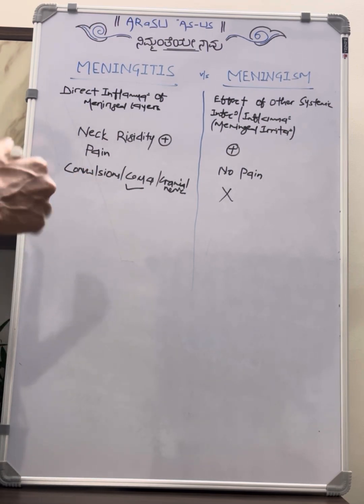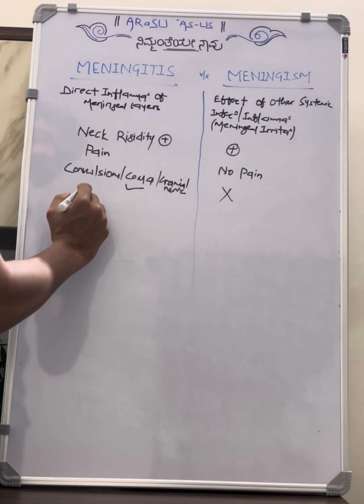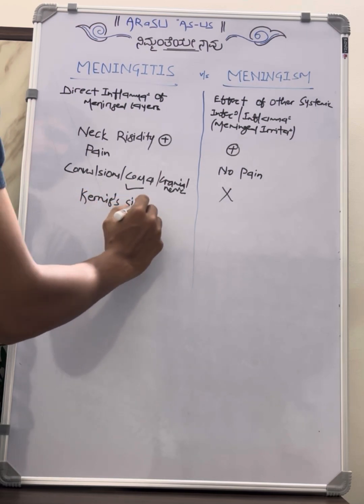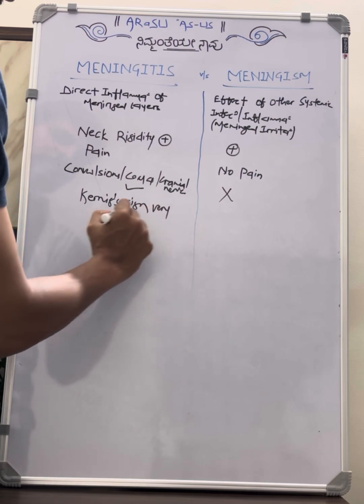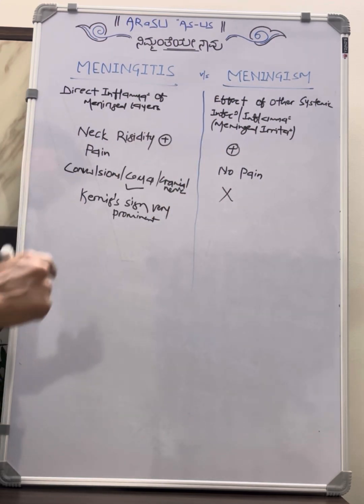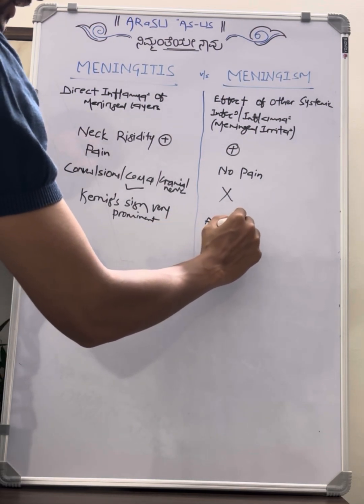And if we perform Kernig's test, that is flexion of the hip and knee to 90 degrees, then passive extension of the knee, there will be lower back pain. So the Kernig sign will be very prominent in case of meningitis. Whereas in meningism, this Kernig sign will be either absent or poorly elicited.